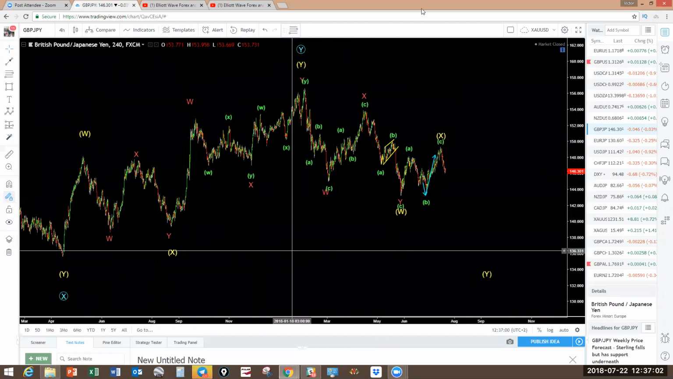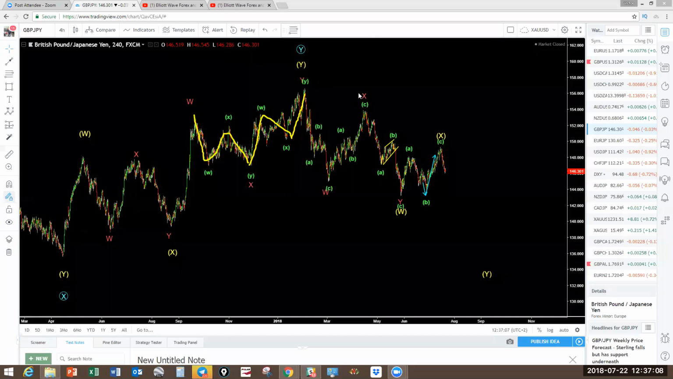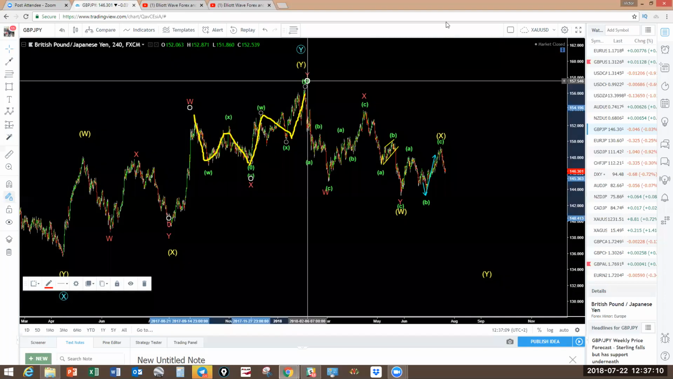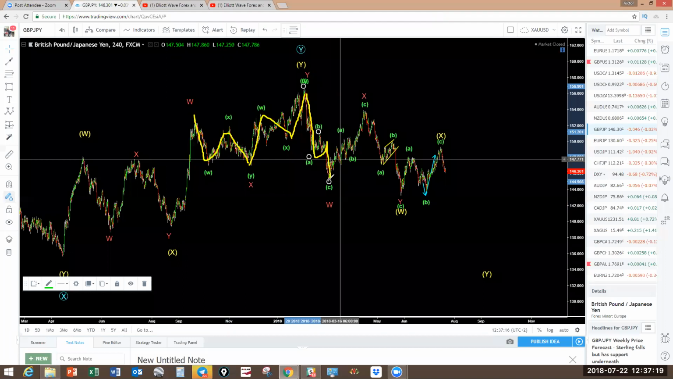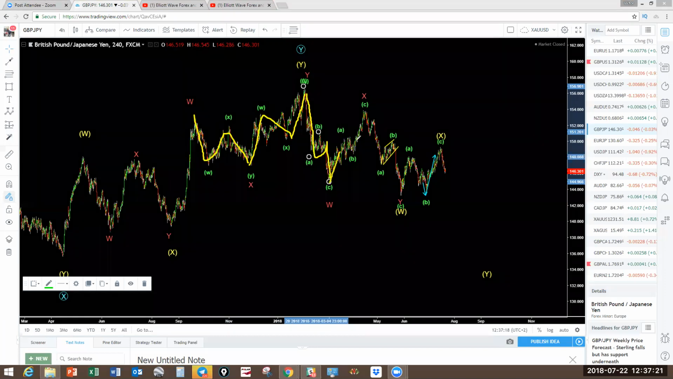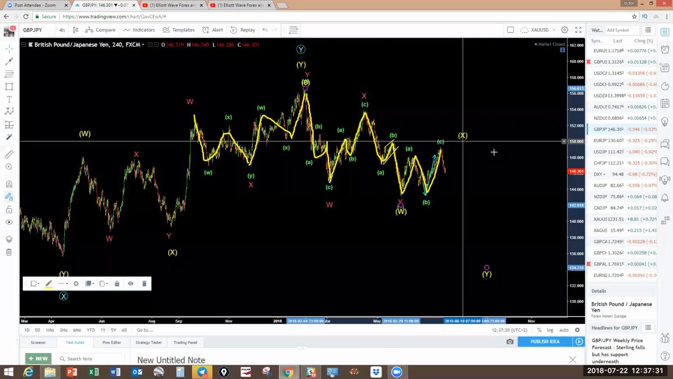From the W there, it makes a 1, 2, 3 to make an X. It makes a 1, 2, 3 to make a red Y. This is the red Y. It makes a 1, 2, 3 to make a red W. Just adjusting there as we go. It makes a 1, 2, 3 to make a red X, 1, 2, 3 to make a red Y, 1, 2, 3 to make a X. So this means that this X is actually not complete. It may be something like this.